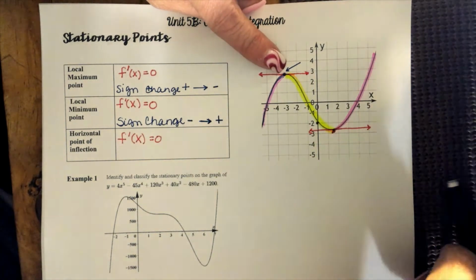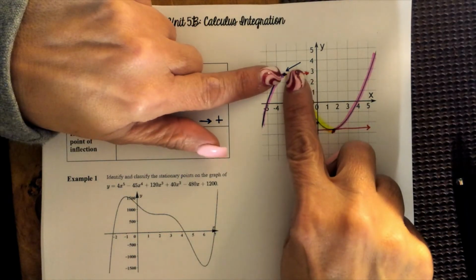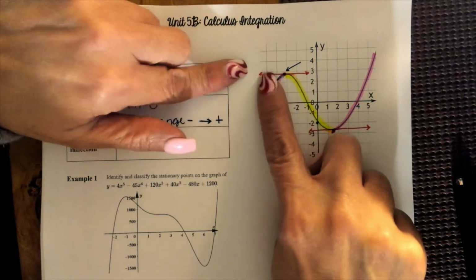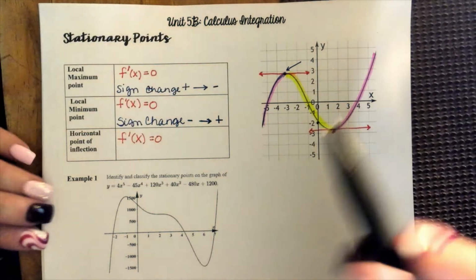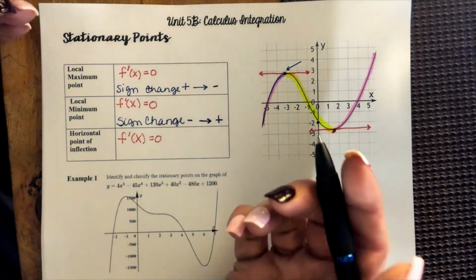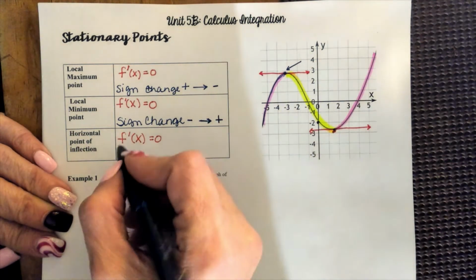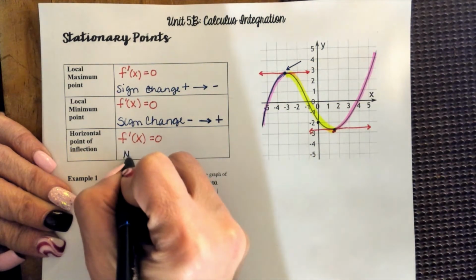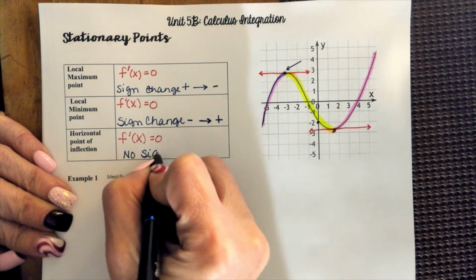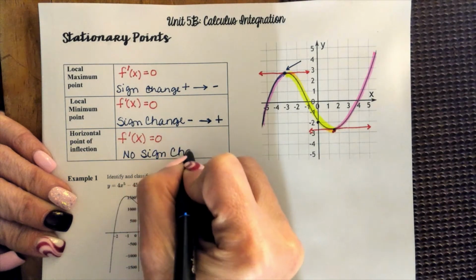And at that point, if we're just looking at that point, the derivative is 0, the slope of the tangent is 0, but there's no sign change. It's just one single point sitting there. It's a point of inflection, so I'm going to say no sign change.